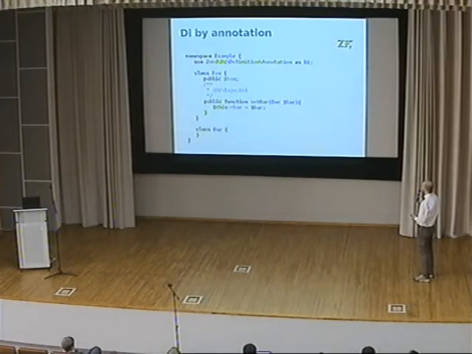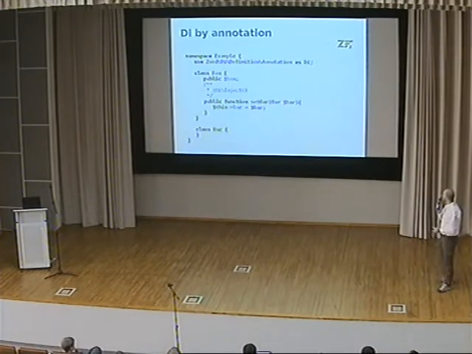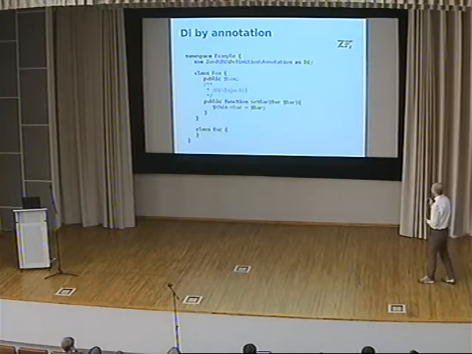We have also annotation. So instead of passing a configuration file, that is the array that I showed before, you can just use an annotation system. So we're using this syntax. So we say at Inject, that means that this method, setBar, should be injected.